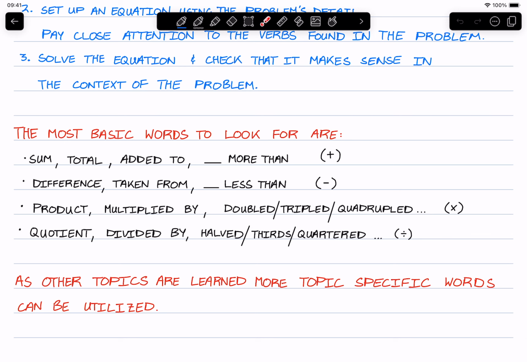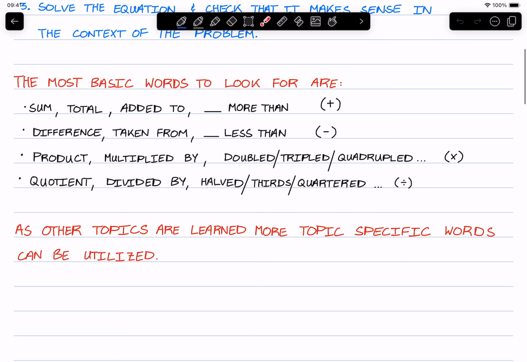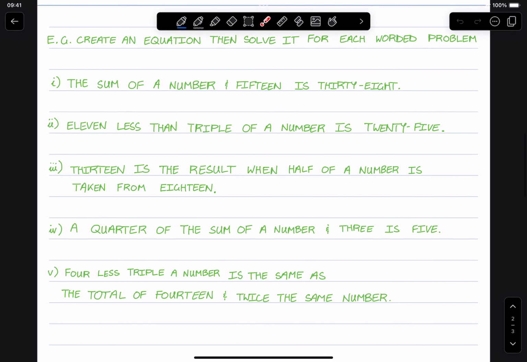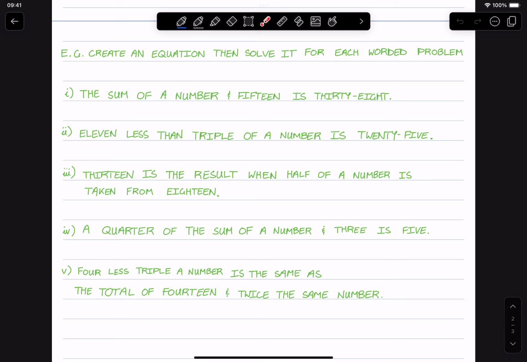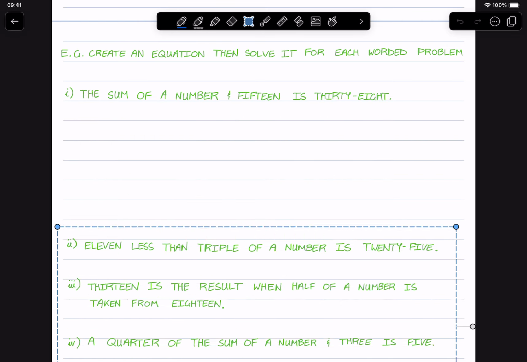Now, this is not a conclusive list of words. As other topics are learned, more topic-specific words will be utilized as we develop our mathematical skill through the years. All right, so I'm going to demonstrate how we can create worded equations from these 5 examples. You can pause and give this a go yourself. So here we go. I'm going to give myself some space here.